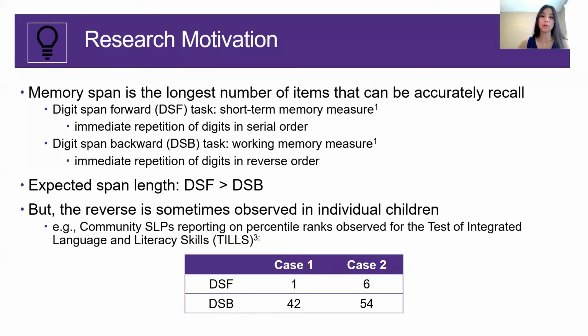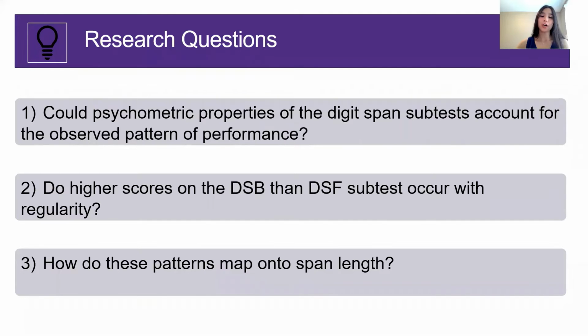As depicted on this table here are two reported cases of percentile ranks, and as you can see, the digit span forward test has very low percentile rank scores compared to the backward test, which has very high percentile rank scores. Therefore, in order to help SLPs understand their observations, we conducted the current exploratory analysis.